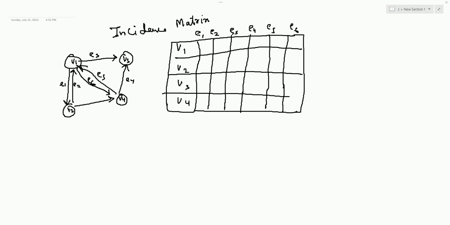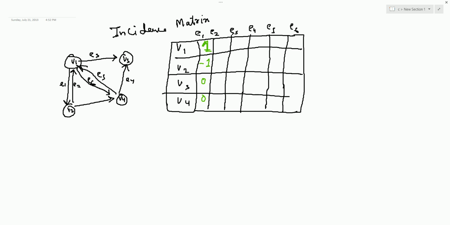Okay. If the edge starts from, for example, V1 to V2, so the edge E1 starts from V1 to V2, right? So edge E1 has 1 at the V1 start point, and it will have -1 where it lands. It landed at V2, so -1 will be here, and elsewhere it will be 0.